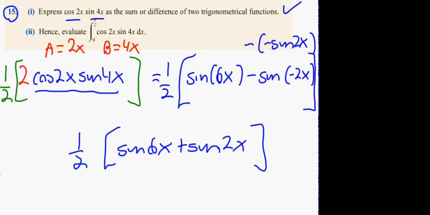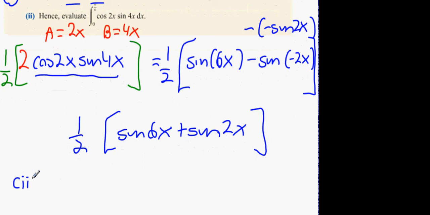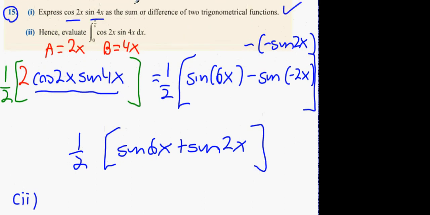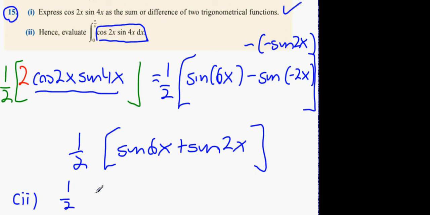Okay? So question 2. Integrate this function. Now how do you integrate this function? It's the same as part 1. So it's going to become a half the integral from pi over 6 to 0. And what are we changing this into? Sine 6x plus sine 2x dx.